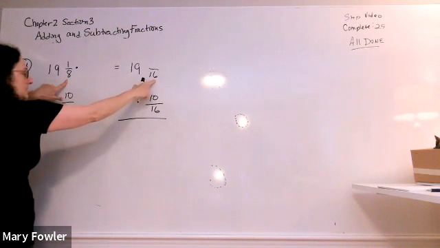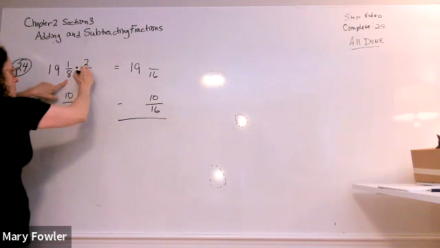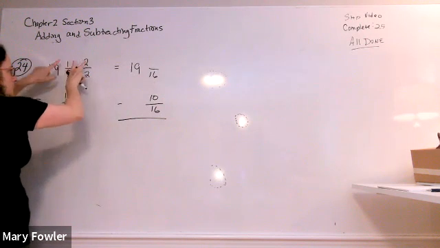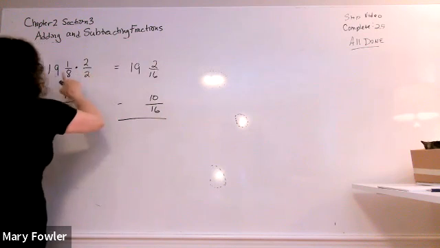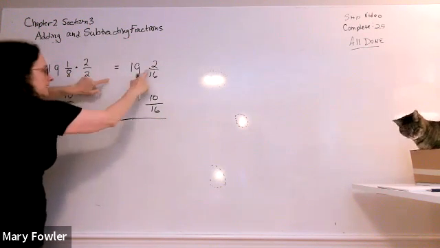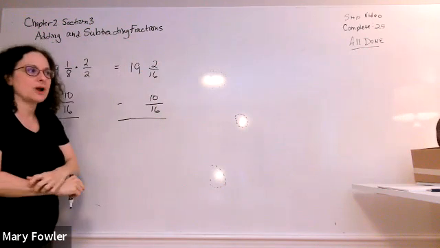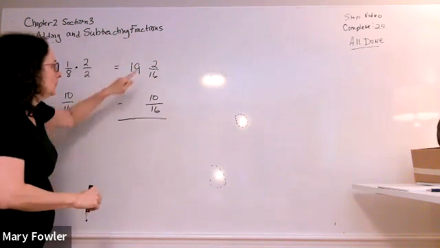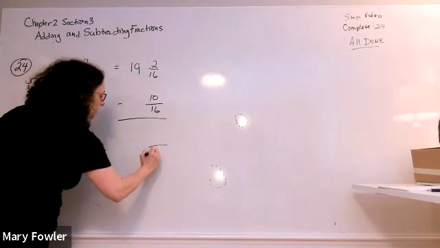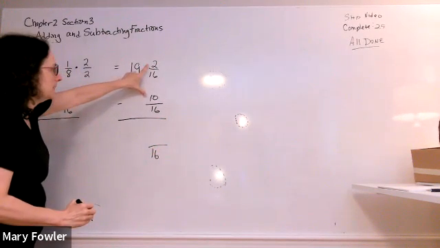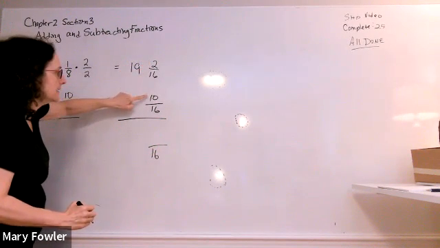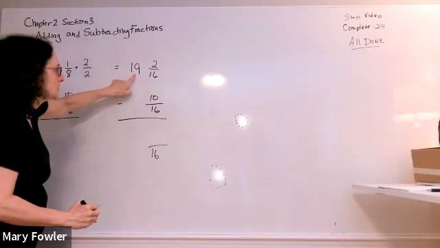8 goes into 16 2 times. You can multiply by 2 over 2, and we get 19 1/8 is equal to 19 2/16. And now we have to subtract. So the denominator is going to be 16, but look what happened. We cannot take 10 from 2, so we need to borrow.